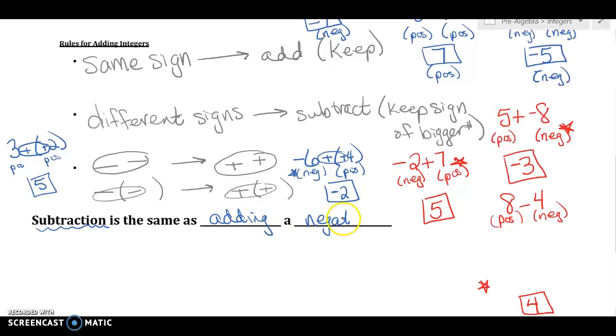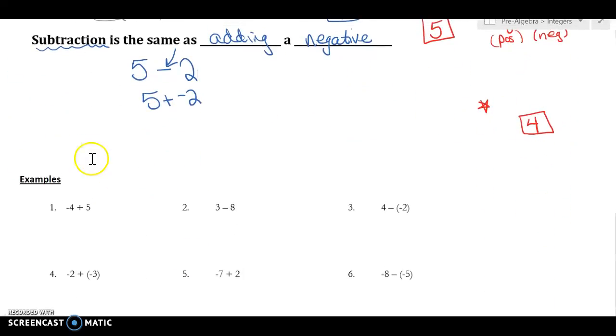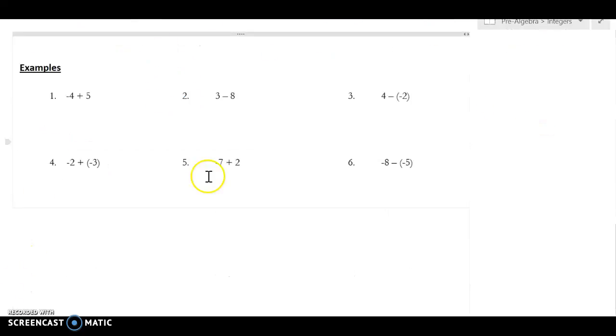I'm sure you've had some teachers that have done that. So it's 5 plus negative 2. But I just want you to notice that this is a negative, and so you would just do different signs subtract. Okay? All right, what I'd like you to do is look at these examples, copy them down, and try them for yourself. And when you think you have it, press play.